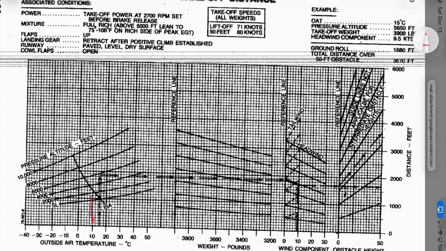From that pressure altitude, I draw a line straight across to meet my weight. For this example, let's say our aircraft is loaded at 3,600 pounds. I'm going to draw a line from the reference line down to the weight of 3,600 pounds. Now I go to my next reference line, straight across.